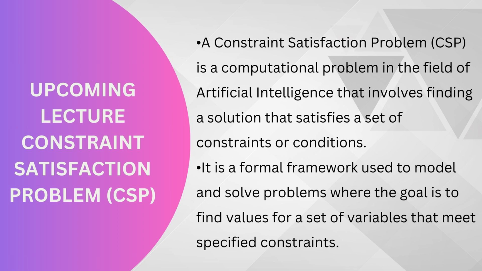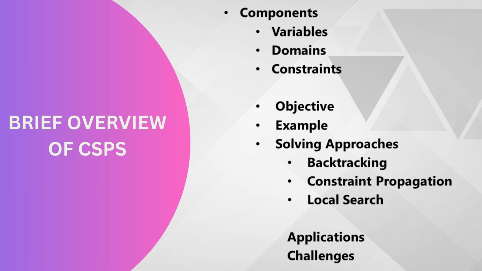So, in our upcoming lecture, we have the topic constraint satisfaction problem, CSP. A constraint satisfaction problem, CSP, is a computational problem in the field of artificial intelligence that involves finding a solution that satisfies a set of constraints or conditions. It is a formal framework used to model and solve problems where the goal is to find values for a set of variables that meet specified constraints. Here is a brief overview of CSP.